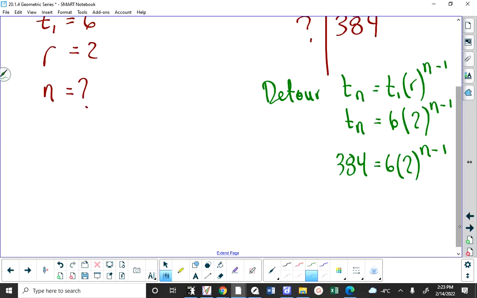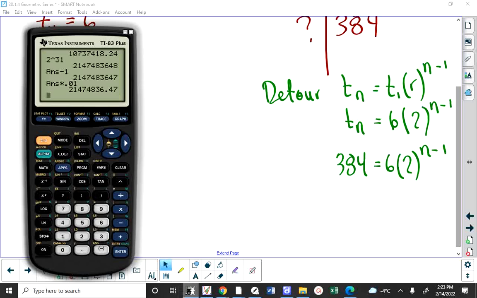Or we could be a little more crafty about it and in our calculator put 6 times 2 raised to, in brackets, x minus 1, and go take a peek in our table to determine the value of x that gives 384.